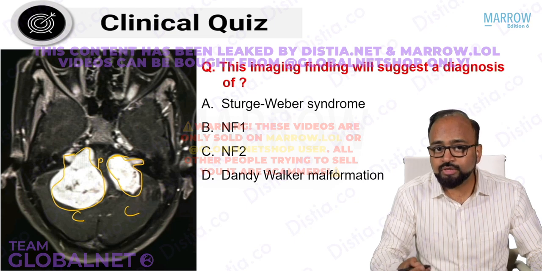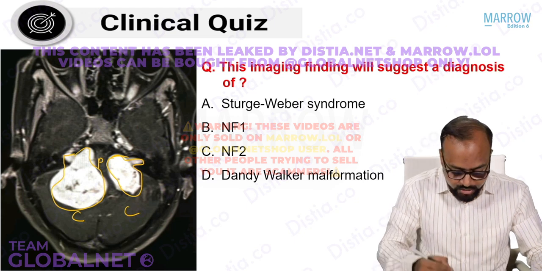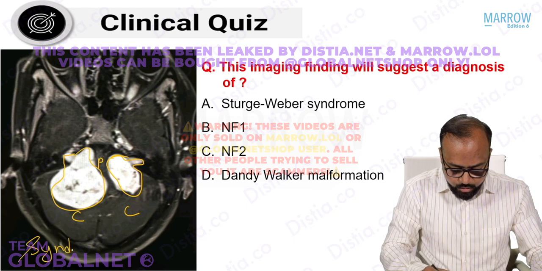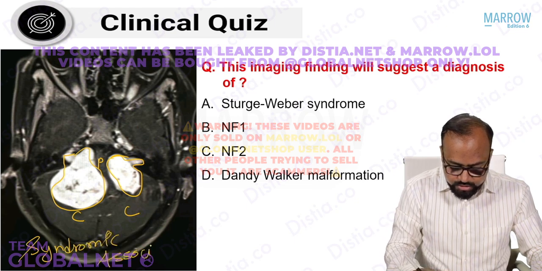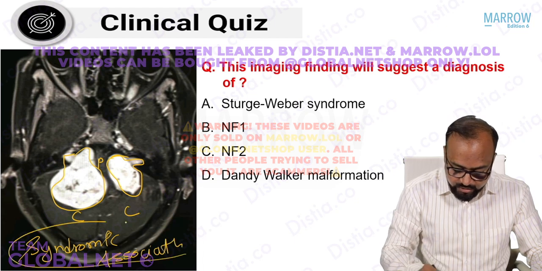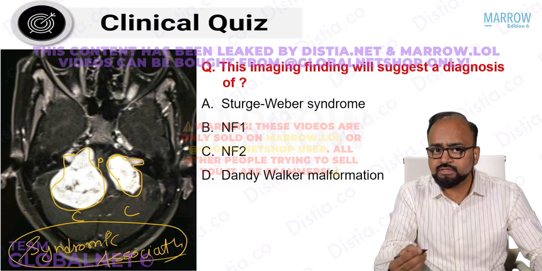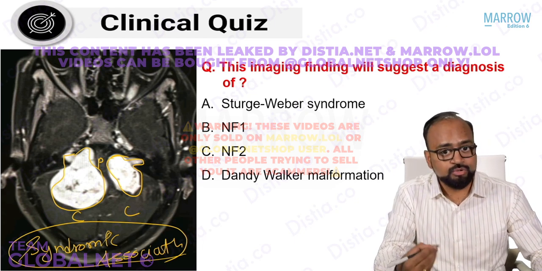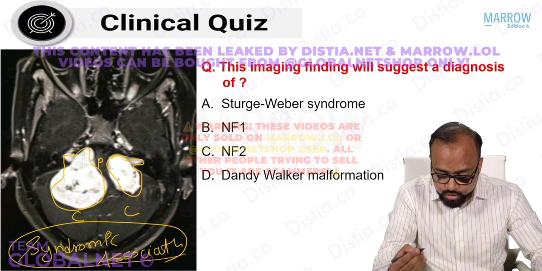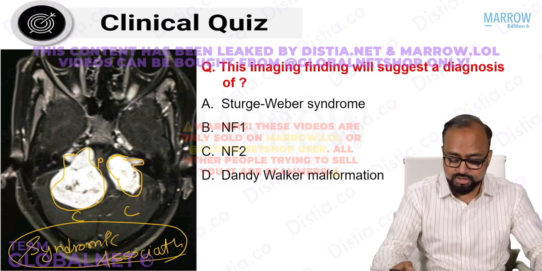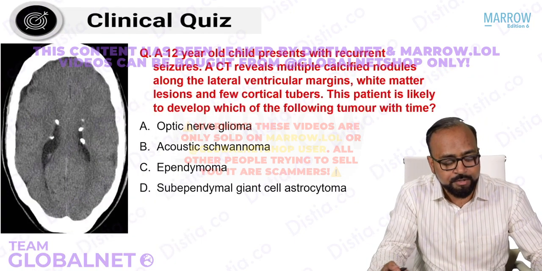Now they are asking you a question here, not about the diagnosis, but about the syndromic association of brain tumors, and this is a very, very important topic. There are multiple brain tumors which are associated with specific syndromes, right? And we are going to discuss this also. So bilateral acoustic schwannoma suggests neurofibromatosis type 2. We'll discuss this as we go ahead.